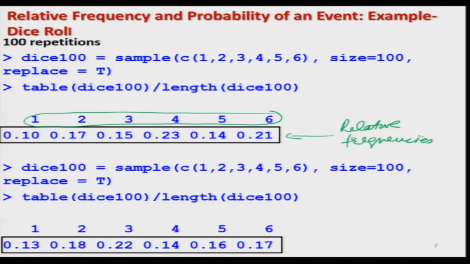So, you can see here that these relative frequencies, which are the total number of times one occurs divided by 100, this is here 0.10, right. That means out of 100 times the number 1 occurs only 10 times, and similarly number 2 occurs 17 times, so that the relative frequency is 0.17 and so on. So, you can see here in these values none of the values is exactly equal to 1 by 6.